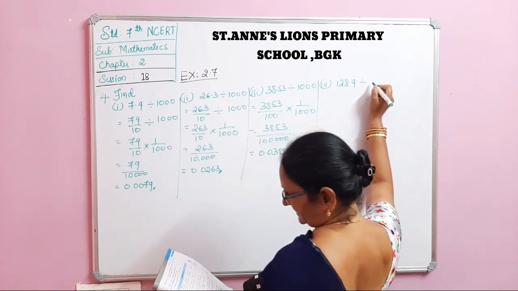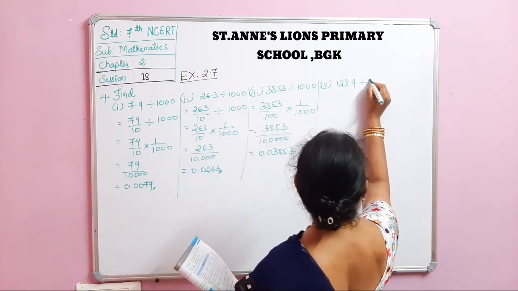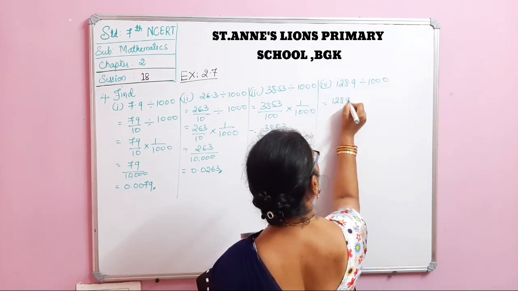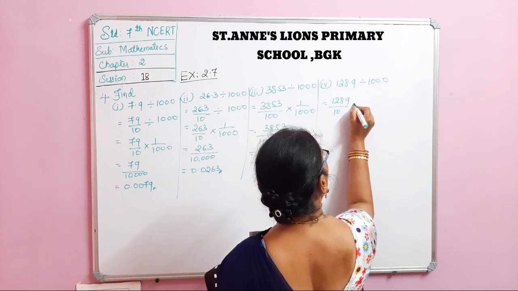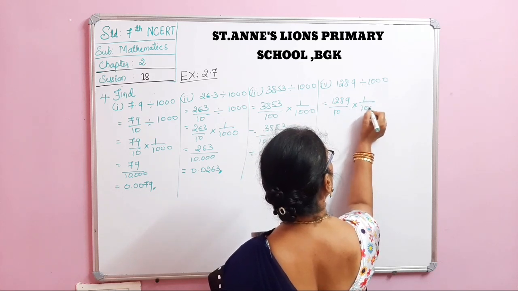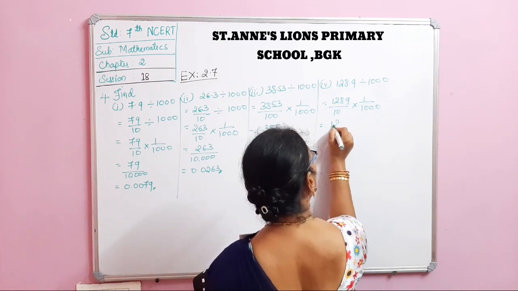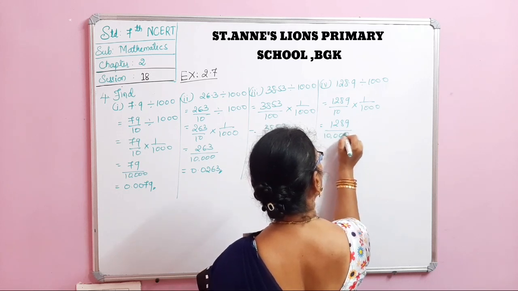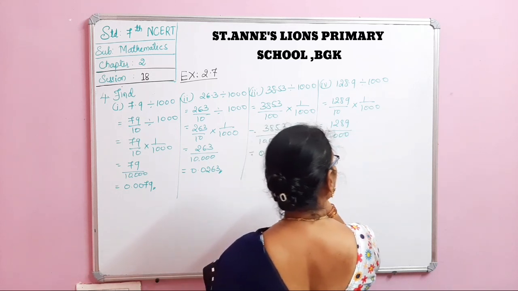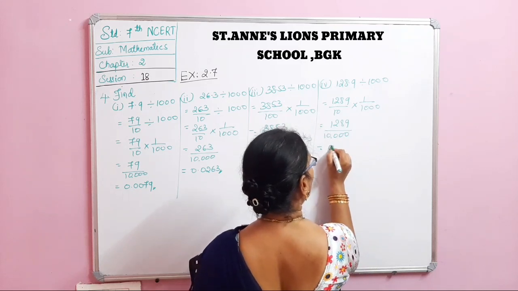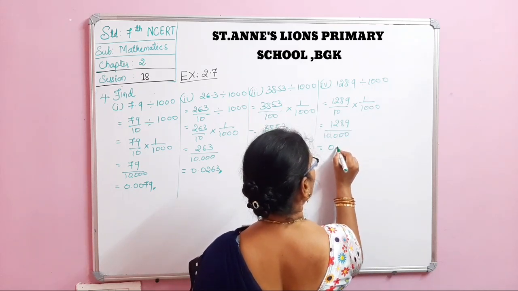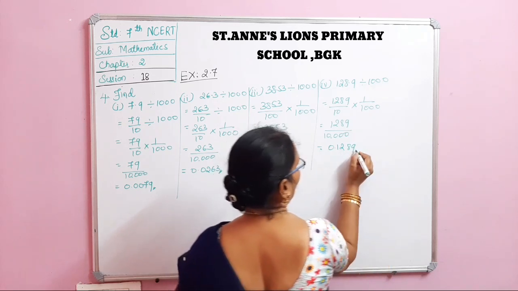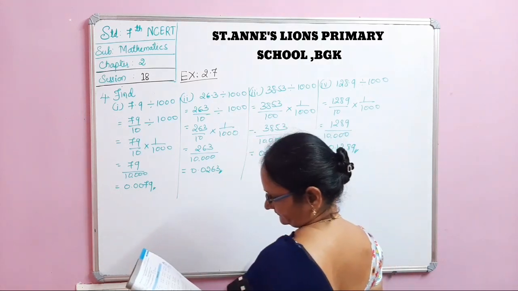Next, fourth one. 128.9 divided by 1000, that is 1289 by 10 into 1 by 1000, that is 1289 by 10,000, that is after 4 places, that means 0.1289 will be the answer.